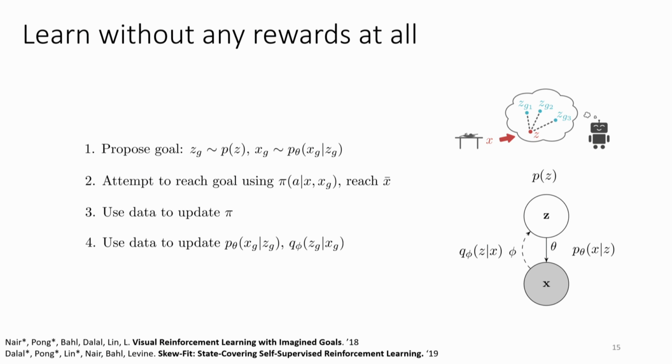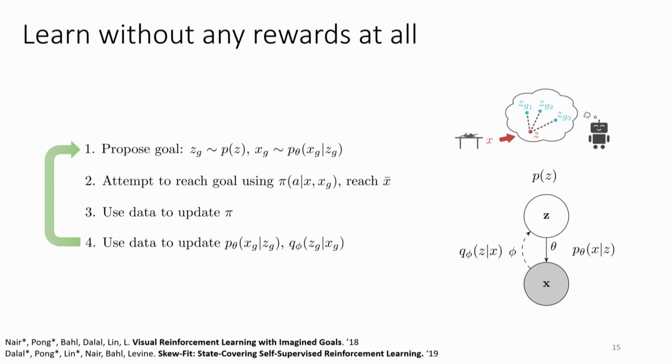But I'll just write it out in this sort of online way just to keep the notation simple. And then, of course, you keep going. So now, as we mentioned, there are a few problems with this. One is, of course, attempting to reach the goal might be difficult due to sparse rewards and long horizons and so on. So we need very good RL algorithms for this.